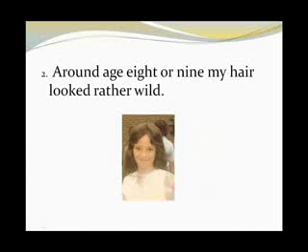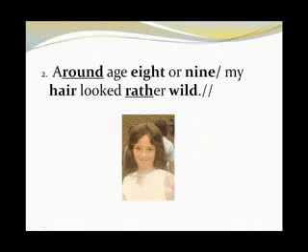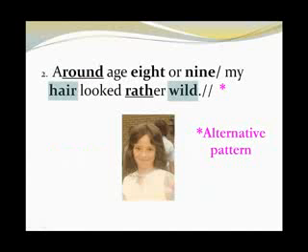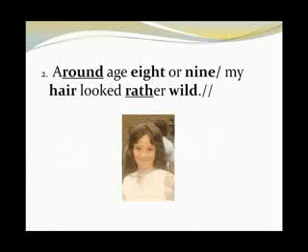Read statement 2 aloud. Now listen and repeat. Around age 8 or 9, my hair looked rather wild. An alternative reading would stress only hair and wild in the second half of the sentence. The sentence would then have to be read at a faster tempo. Listen to the result. Around age 8 or 9, my hair looked rather wild. Both ways are acceptable, both ways are natural.